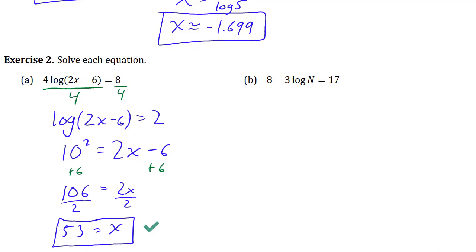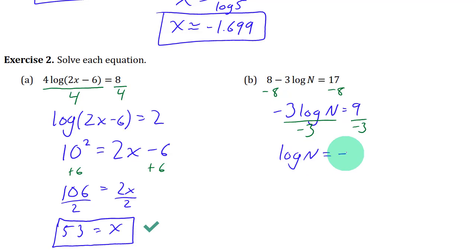All right, so I'm going to go ahead, assuming that you've tried this now. Let's subtract 8 from both sides. 17 minus 8 is 9. And that leaves you with log of n equals -3.